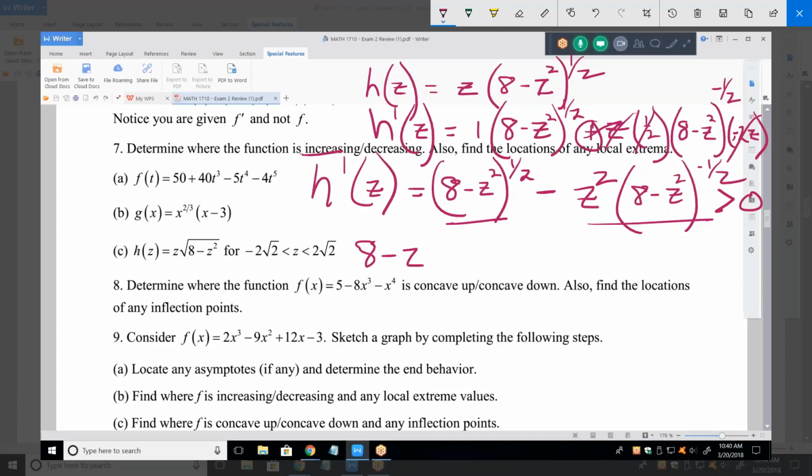Now, we could factor out the negative 1/2 or the positive 1/2. I always prefer to factor out the negative exponent because that turns that into 1. So it leaves what's left behind a little simpler to follow. So when I factor that out, what does this become? Is that just 8 minus z squared to the negative 1/2? No.